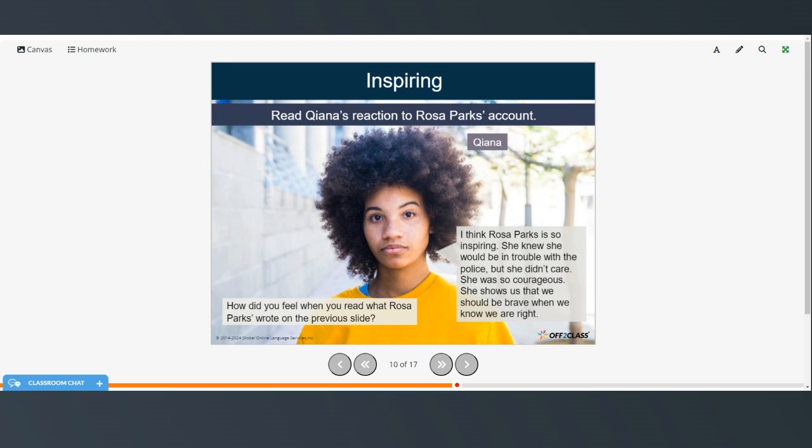So read Kiana's reaction to Rosa Parks' account. I think Rosa Parks is so inspiring. She knew she would be in trouble with the police, but she didn't care. She was so courageous. She shows us that we should be brave when we know we are right. And so you can answer this question. How did you feel when you read what Rosa Parks wrote on the previous slide?